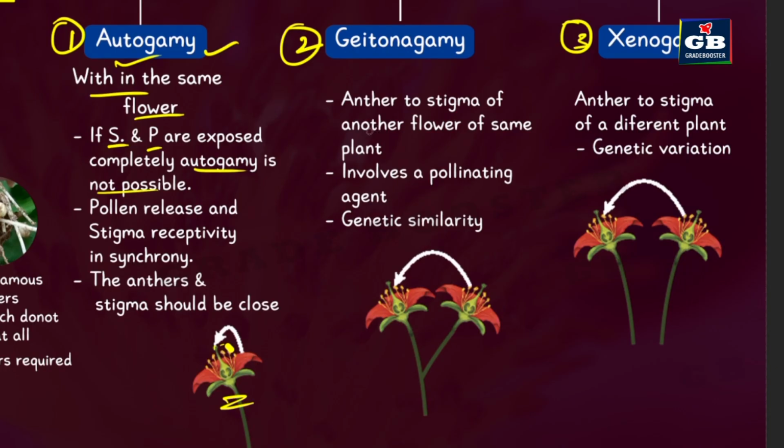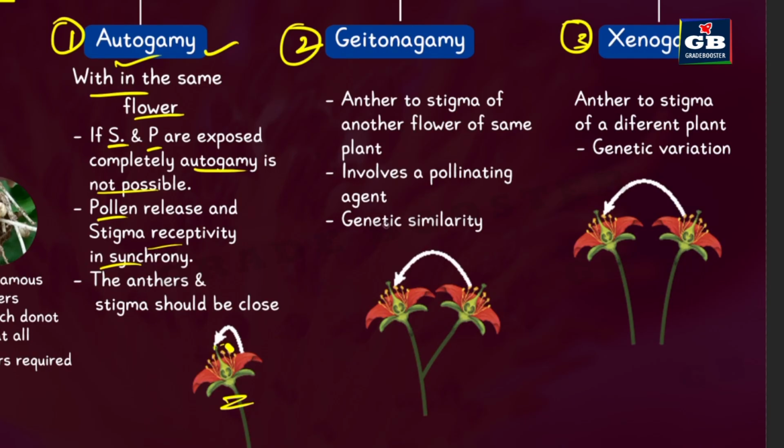Cross-pollination takes place. So for the plants in which autogamy is required, the stamens and pistils should not be exposed completely. They should be closed. And next one, pollen release and stigma receptivity in synchrony. For autogamy, the receiving capacity of the stigma, the readiness of the stigma, and the release of pollen should be done at the same time. Then only autogamy is possible.